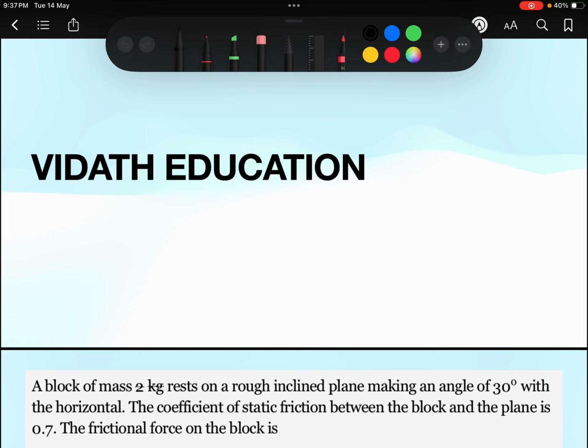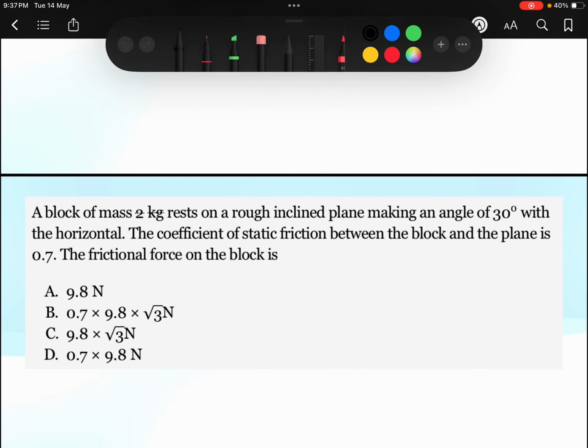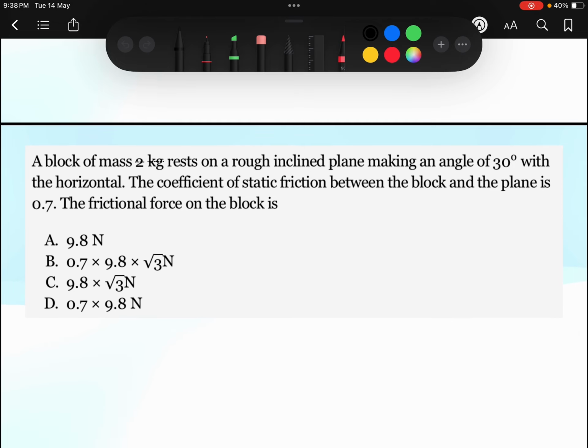So this is another question from IIT JEE PYQ. The question is from the chapter friction. Here is the question. A block of mass 2 kg rests on the rough inclined plane making an angle 30 degree with the horizontal. The coefficient of static friction between the block and the plane is 0.7. The friction force on the block that we have to find here.